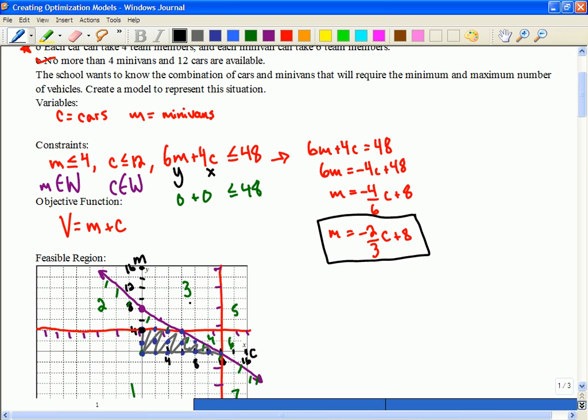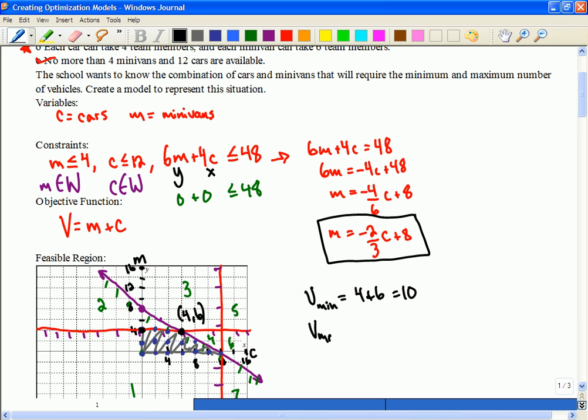So where do you think we're going to find enough? How many cars will we need to fill that gap? 4 and 6. Yeah, 4 and 6 is right here. That is 4 minivans and 6 cars. And that is exactly the least amount of cars we can take because we've used the most amount of minivans we can. So the vehicles, and I'll call it minimum, will be 4 plus 6, which is 10.